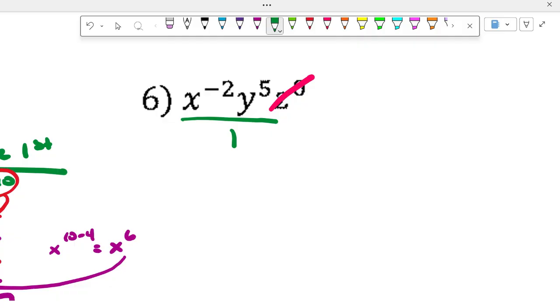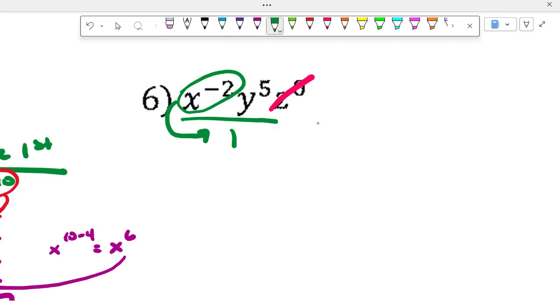What's the next thing I need to do, guys? So, am I fully simplified yet? No. What's the problem? The negative exponent's right here. So what do I need to do with it? Nope, because it's not like bases. X and Y are not like bases. So all I can do is do what to it? What have we been doing with negative exponents? Moving it.